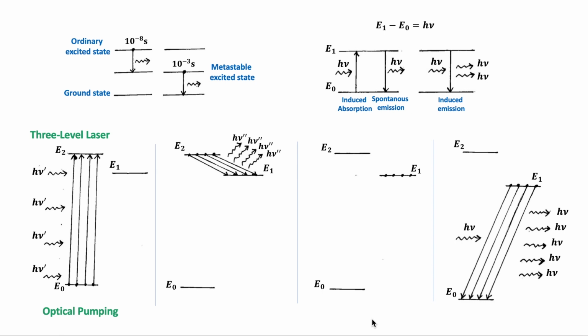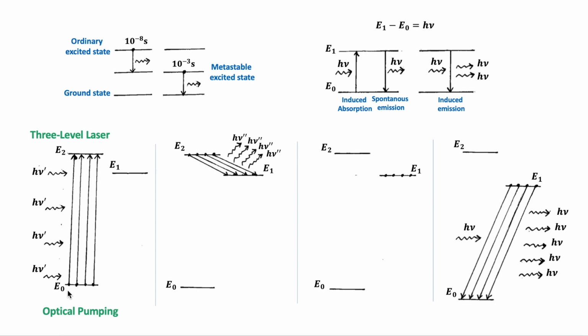So there are many ways to produce population inversion, and one of those ways is optical pumping, where an external light source is used that has some of its photons with the right frequency to raise atoms in the ground state E0 to an excited state E2 that will spontaneously decay to the metastable state E1. So these are the levels in the atom used in this kind of laser.